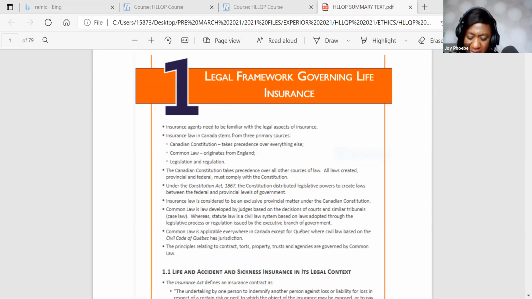Okay, an executor must pay the debts and taxes owing by the deceased.